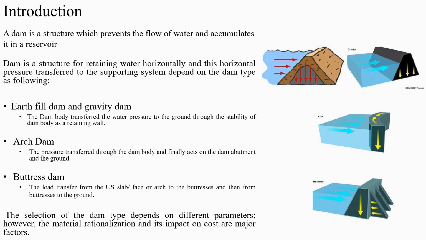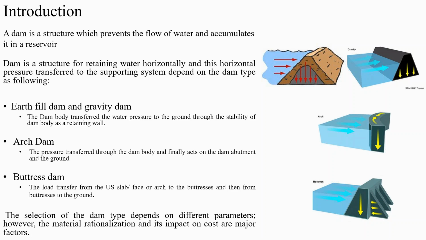For example, earth-fill dam and gravity dam transfer the water pressure through the dam body to the ground as shown in the figure. And the arch dam transfers the horizontal pressure to its abutment, which is usually hard rock. However, for the buttress dam, the load is transferred from the upstream face, slab or arch, to the buttress and to the ground.